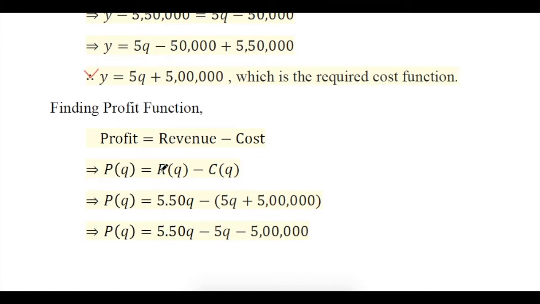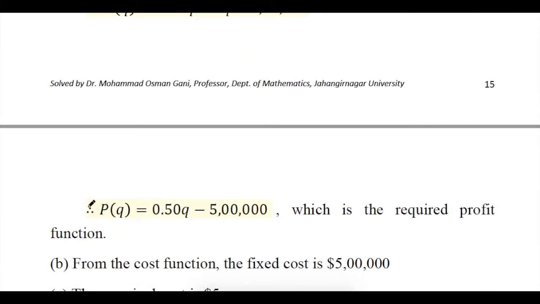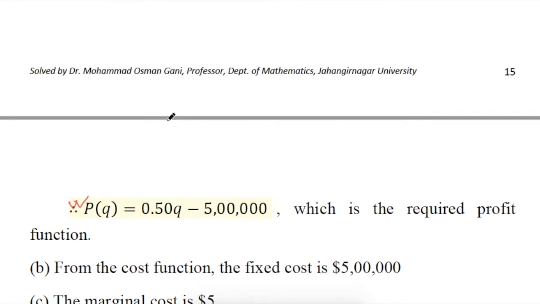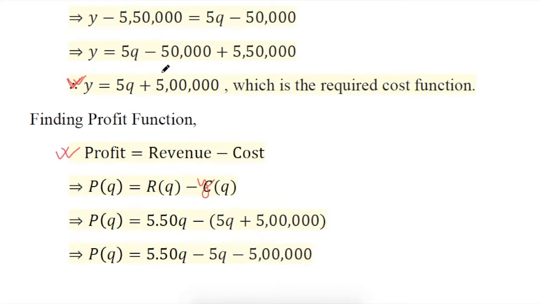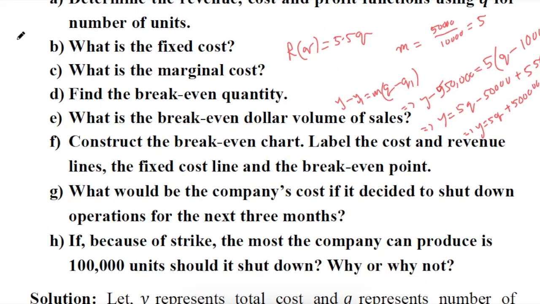is 5.5Q. So by subtracting cost from revenue, it should be Y here, you will calculate your profit function. So this is your profit function, and by using this function you can calculate the break-even quantity. Now for the fixed cost, this is the fixed cost, and marginal cost will be $5. So what else? We need to calculate fixed cost, marginal cost, break-even quantity, and break-even dollar volume of sales.